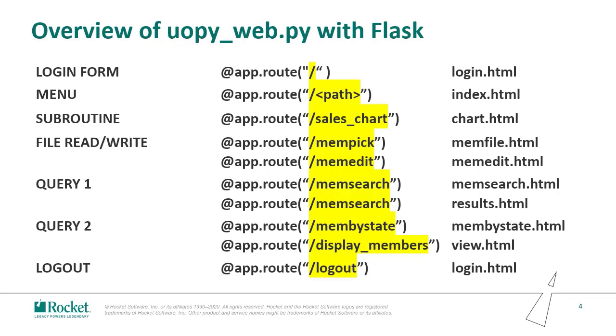UOPY Web is the program that controls the web application. It uses the Python Flask module to run a web server. The endpoints shown in the middle will be where the code will start for rendering the HTML pages listed on the right.